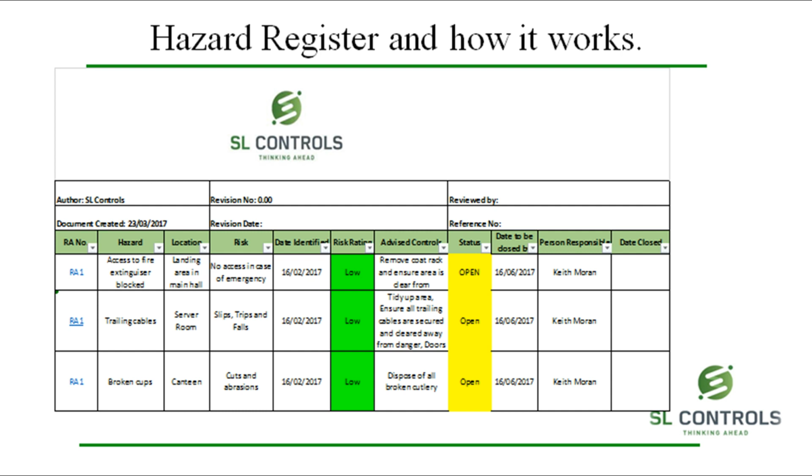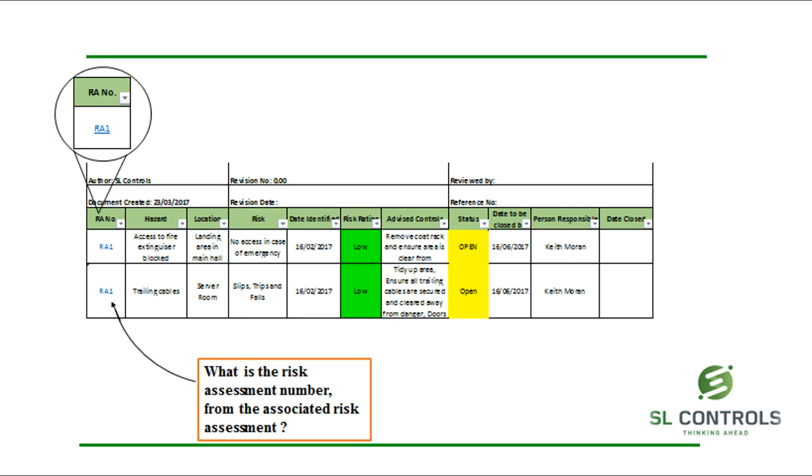So this is what your hazard register looks like. Again, each SL Control site in Ireland has a hazard register Excel spreadsheet. Let's take a look at how to fill it out. As stated in the previous risk register database section, each risk assessment has a number. For the hazard register, the associated risk assessment number must be put beside the hazard you are documenting, just for referencing purposes.